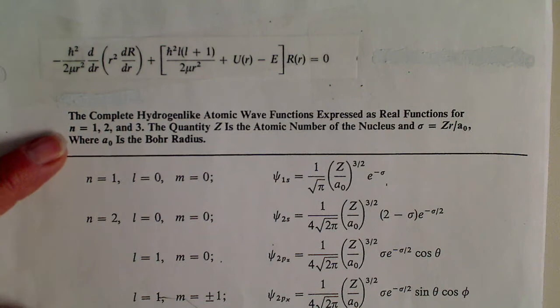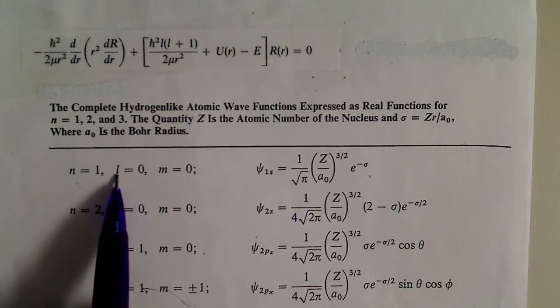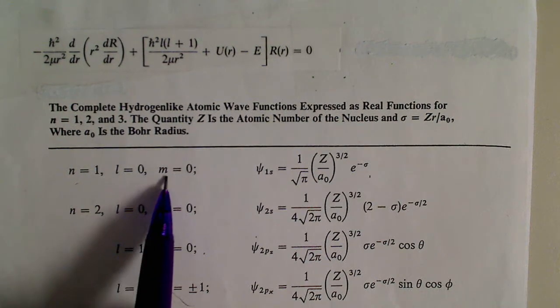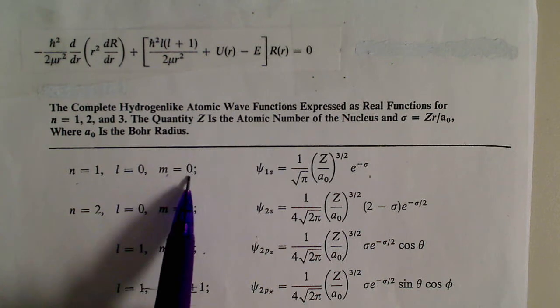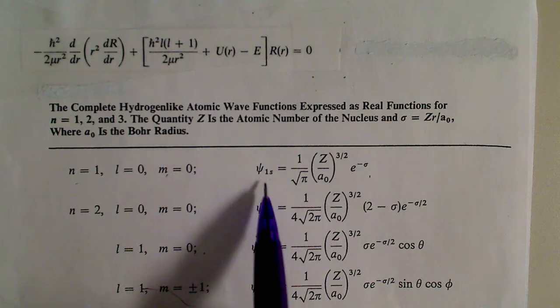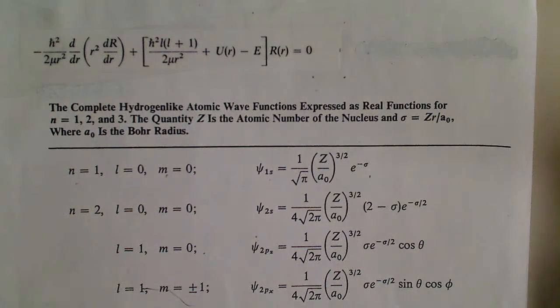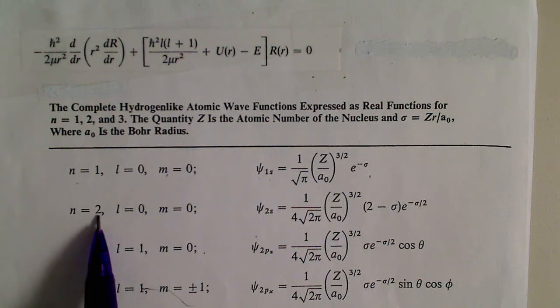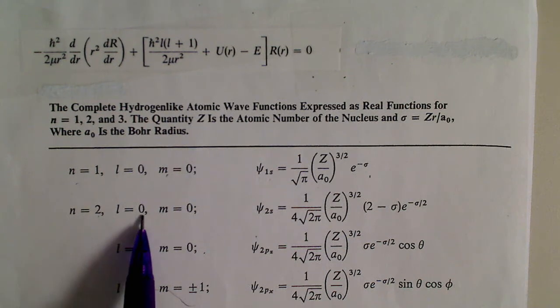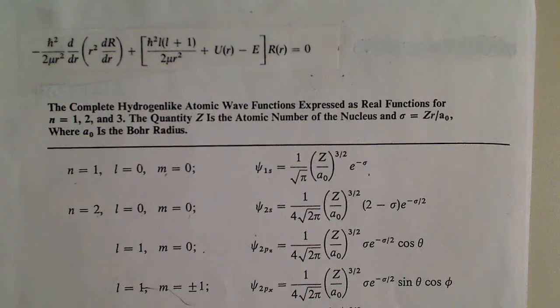So this says the complete hydrogen-like atomic wave functions. And if we look here, we'll see n equals 1, L equals 0, and m, they didn't put the little l there, m equals 0. The wave functions are represented by this Greek symbol psi. So for the 1s orbital, this equation is a solution to that differential equation. Then we can see when n equals 2, we have L equals 0 and m equals 0. We'll go through these rules in just a few minutes.